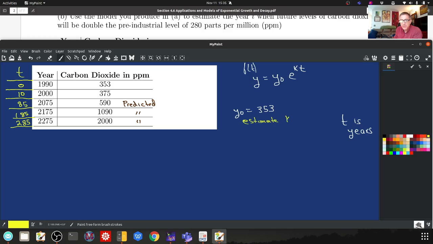the value of k. So what we're going to do is use what we've observed. So we have observed values. These are actually measured. The book doesn't do this. The book uses future predicted amounts. But if you're going to predict them, you have to have a value of k. But we don't have a value of k, so we need to use observed values.